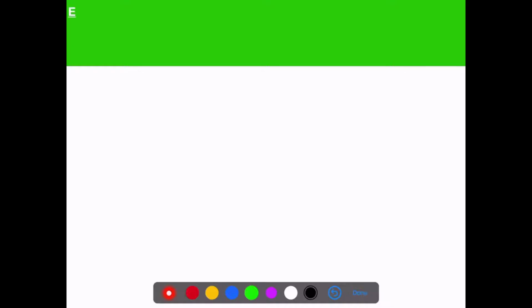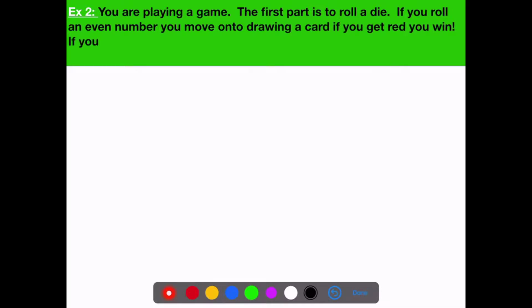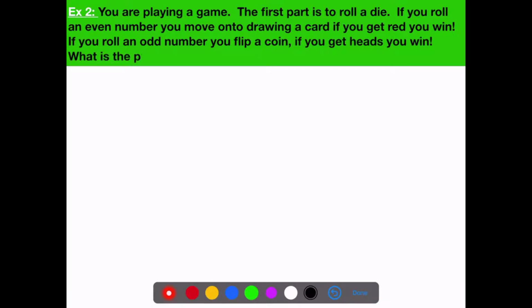Okay, example 2. So you're playing a game. The first part is to roll 1 die. If you roll an even number, you move on to the next part, which is drawing a card. If you get a red, you win. If you roll an odd number, you flip a coin. If you get heads, you win. What is the probability that you win the game?